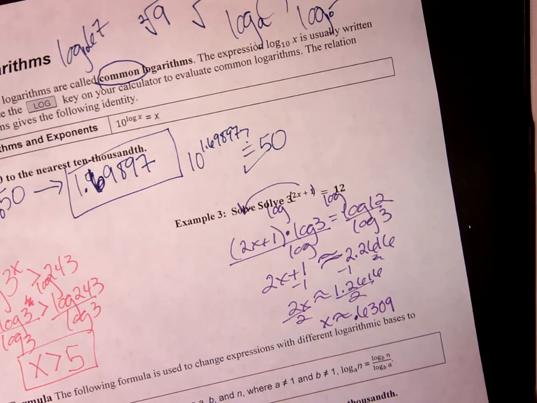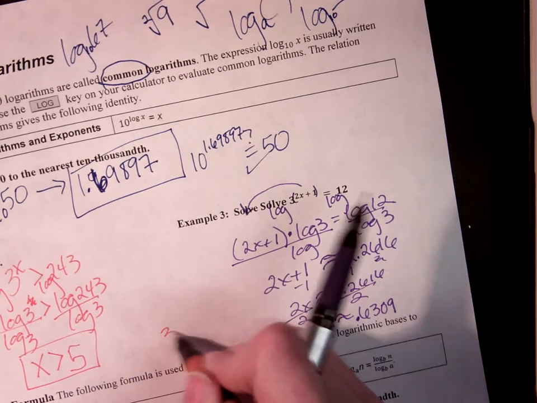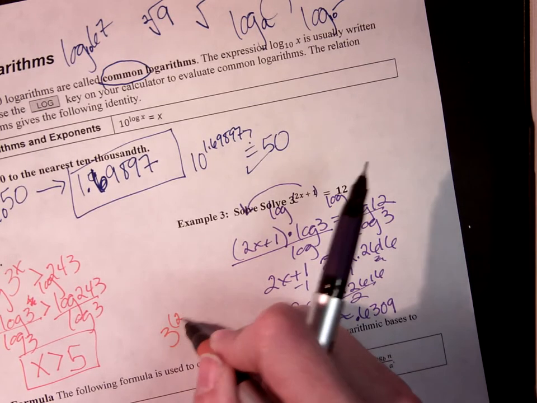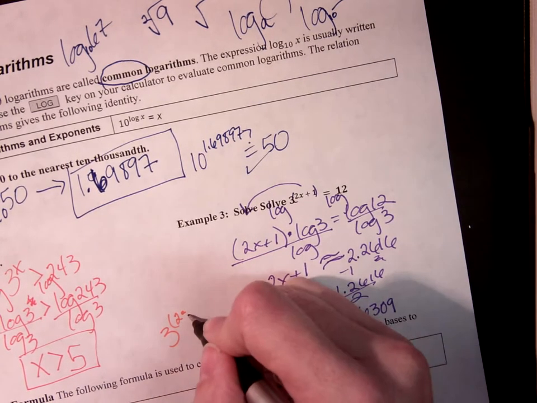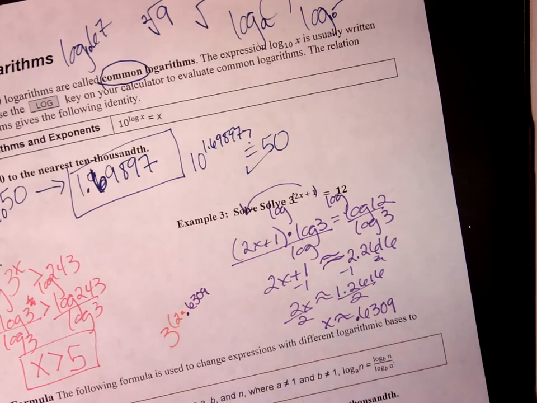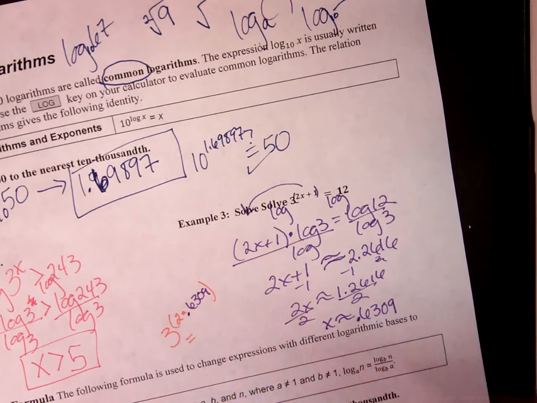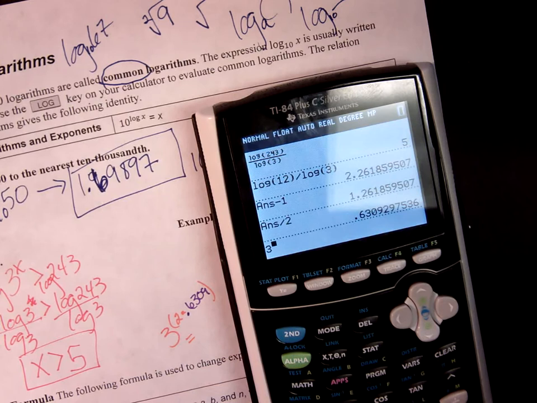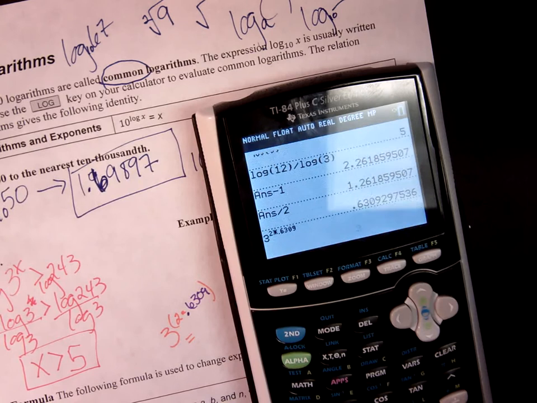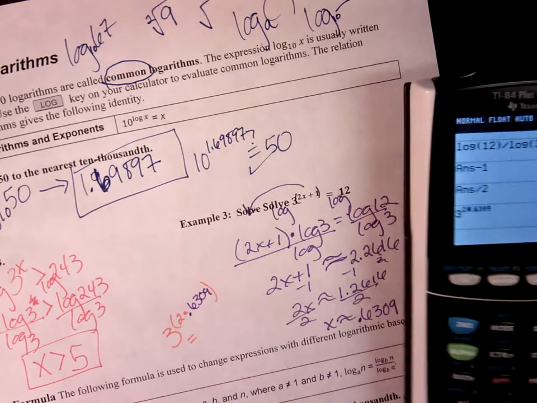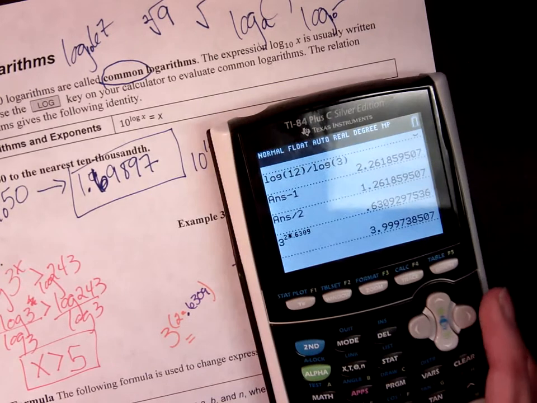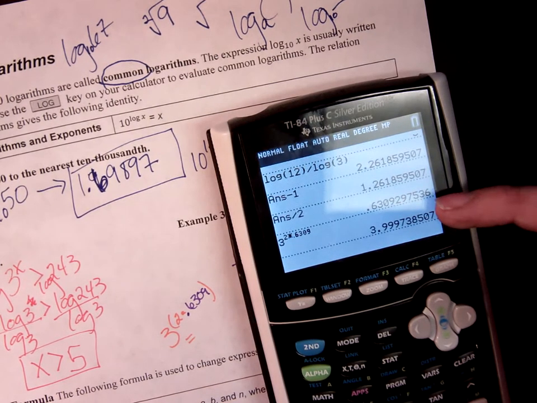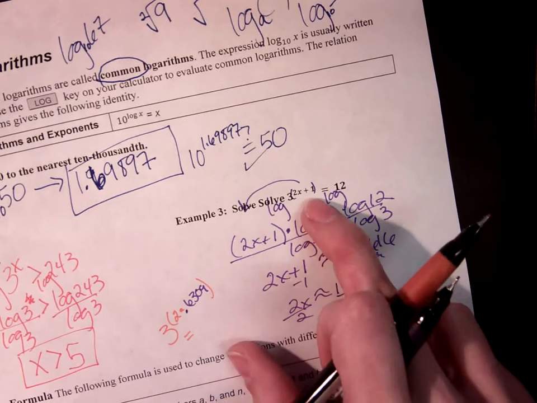Okay. Let's go back and check it to make sure. So we're going to write 3 to the 2 times 0.6309 and see what that equals. 3 raised to the 2 times 0.6309. Okay. And we got 4, basically, right? Well, because we left the plus 1 out of there.